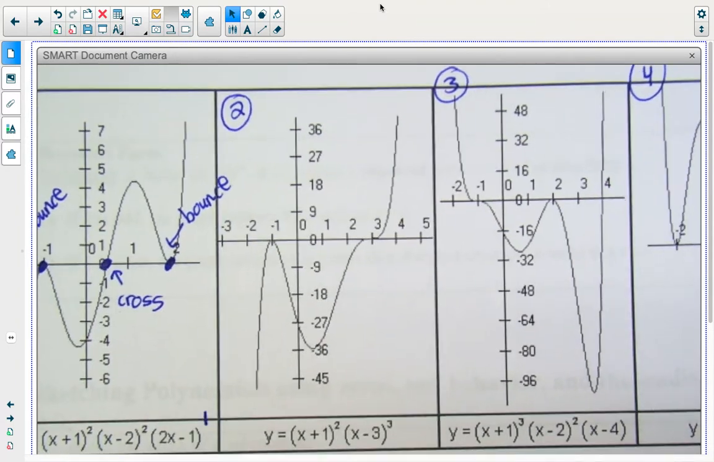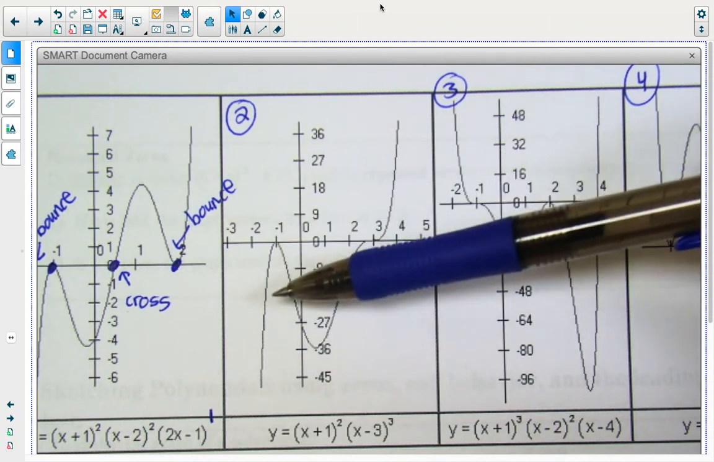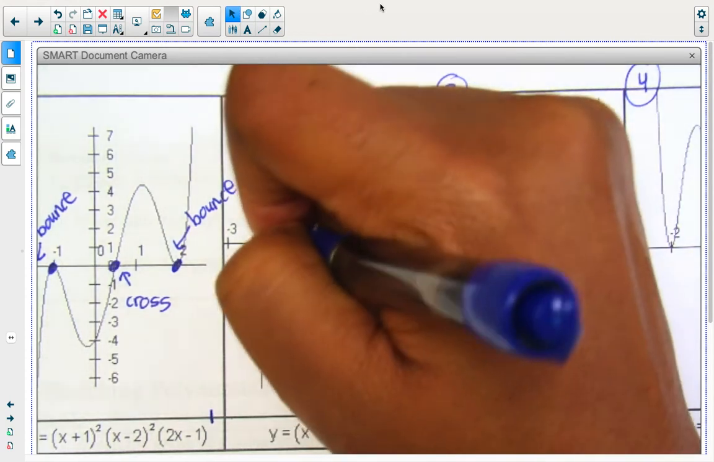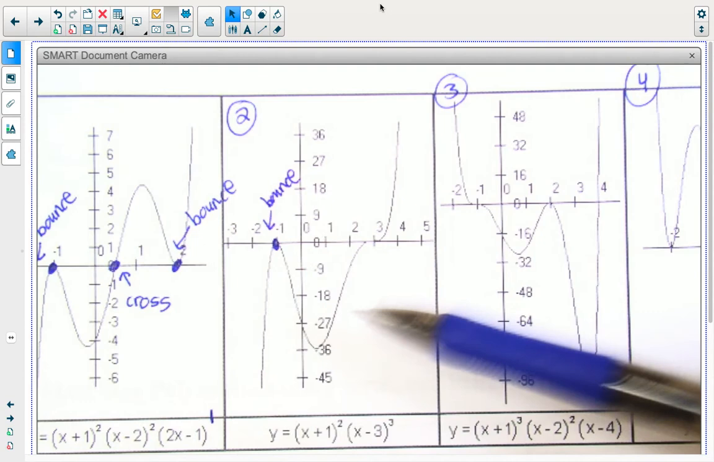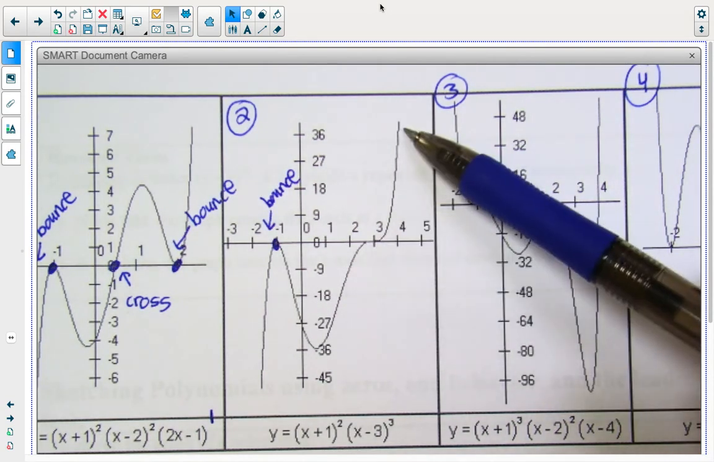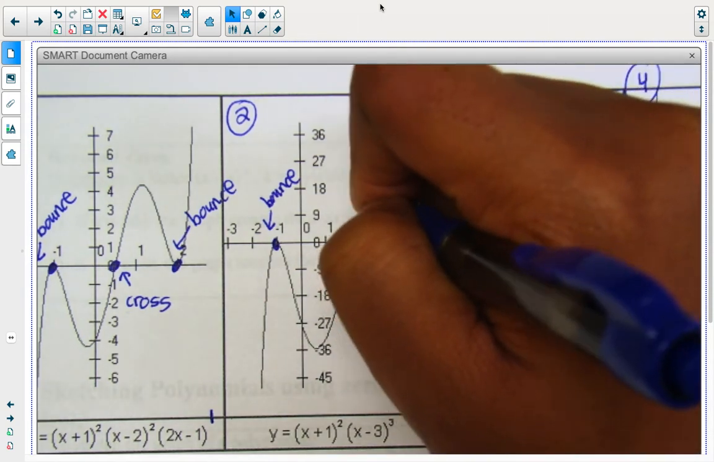Let's take a look at 2 more. Again, I can see my roots and my zeros here. This one bounces. Hopefully you see it goes up, it touches, it comes right back down. So this one bounces. This one crosses through, passes through the x-axis. It keeps right on going. So this one crosses.